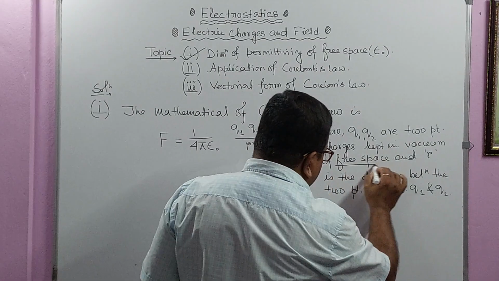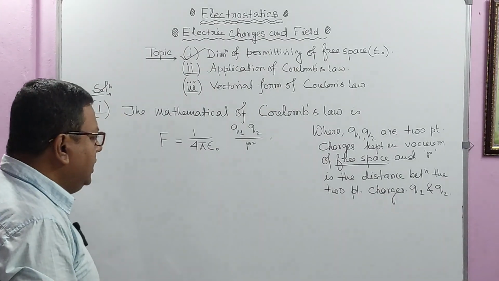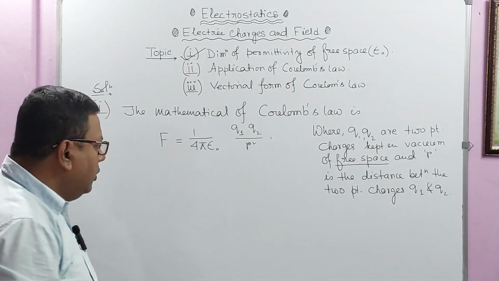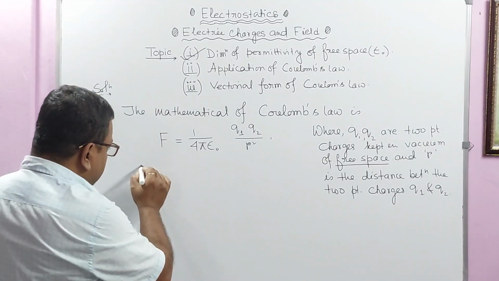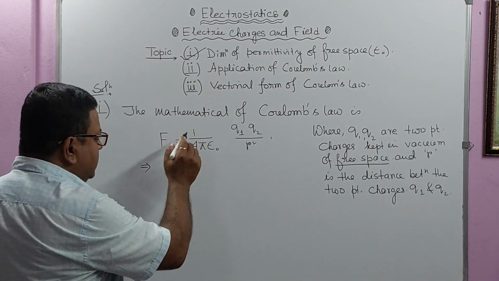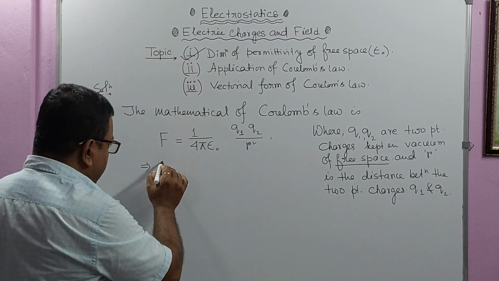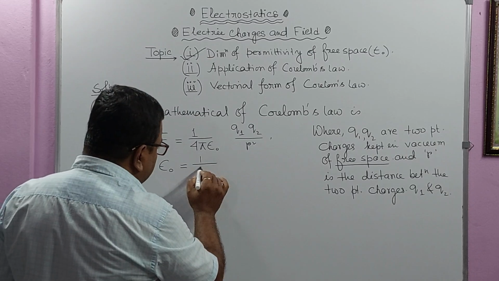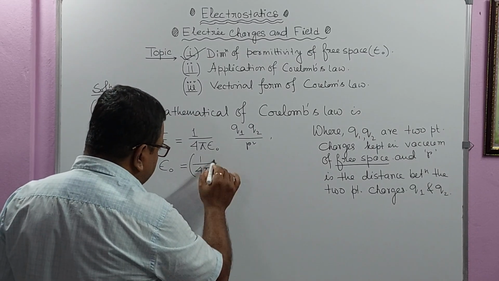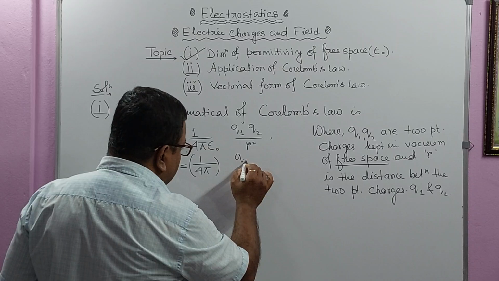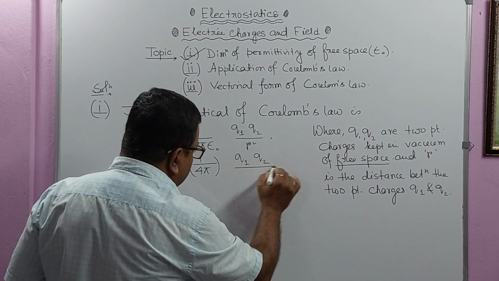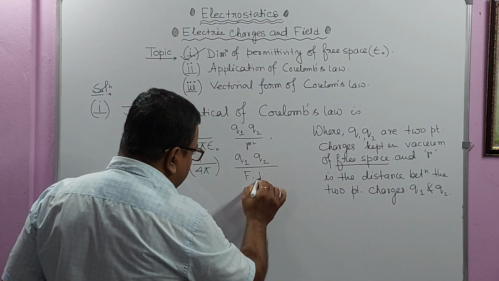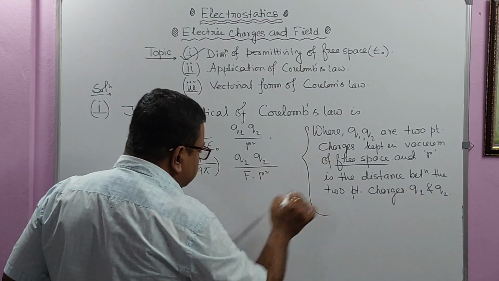Epsilon naught is the permittivity of free space. So we are interested to find out the dimension of epsilon naught. For doing this, we should modify or simplify this expression. In this way, epsilon naught equal to 1 by 4 pi, then Q1 Q2 divided by F dot R square. Okay.